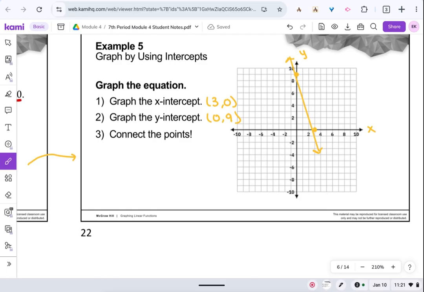I'm saving the next example for the next video, because that actually deals with the practice for that piece.